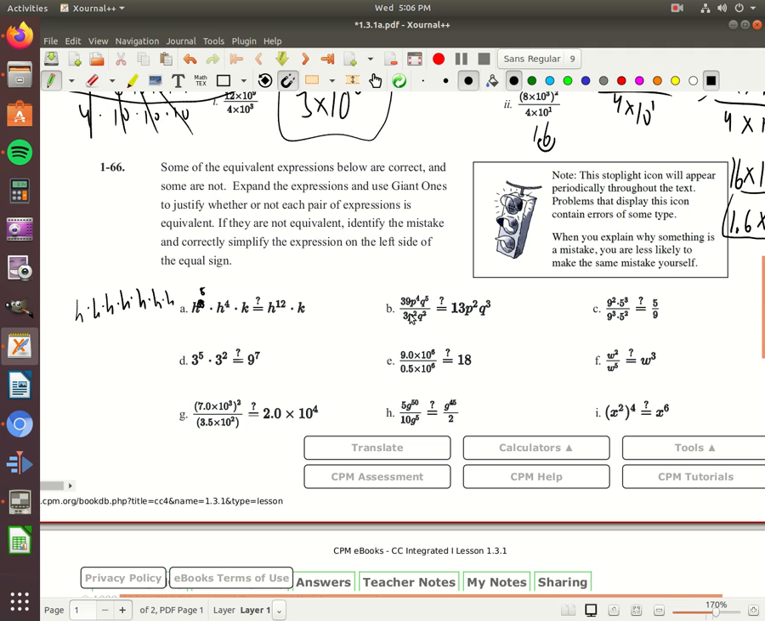B. Again, I'm going to simplify the bases. 39 divided by 3 is 13. I have 4 P's on top and 2 P's on bottom, so they fight. The 2 P's on top win. Here I have 5 Q's and 2 Q's, they fight. 3 Q's on top win. Yeah, this one is equal. So I guess we'll just say it's equal.